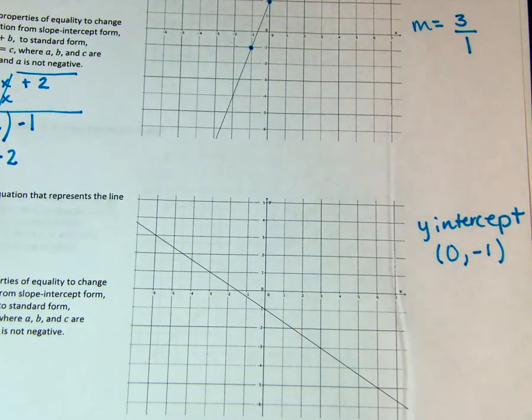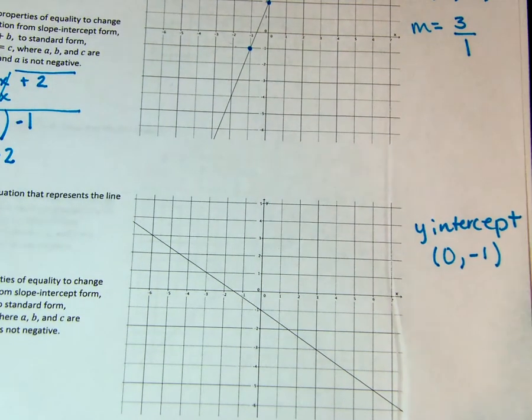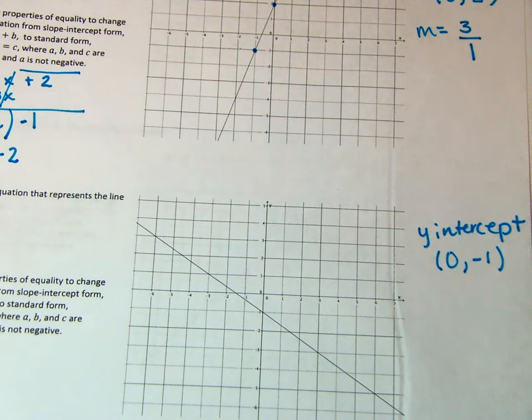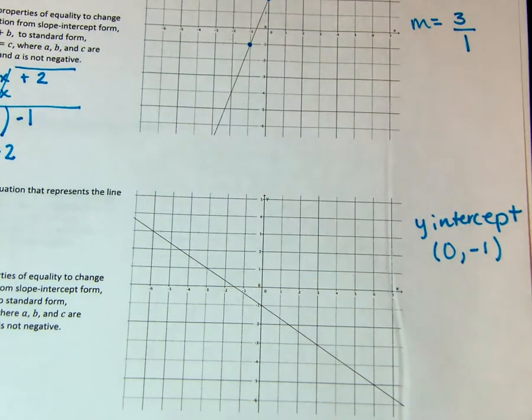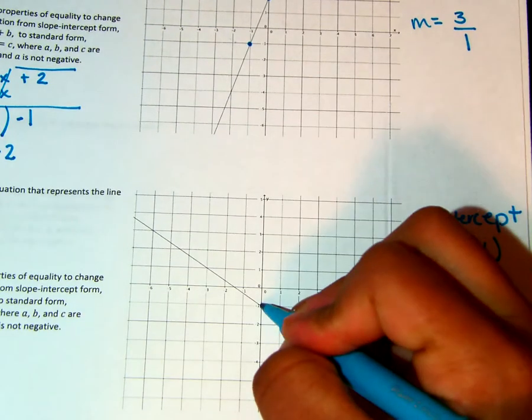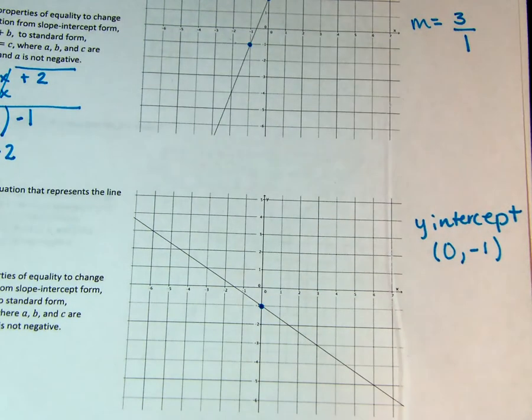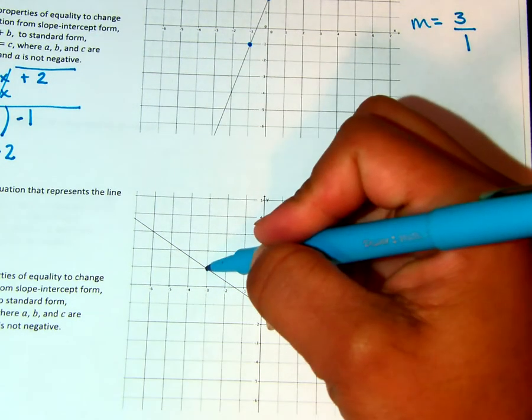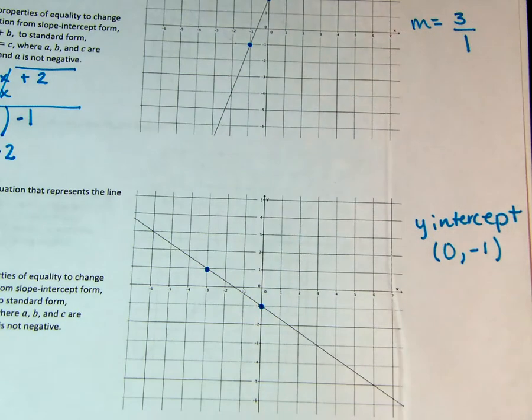Cool. Then the next thing we want to find is our slope. We need to identify 2 points on the line to calculate slope. We've already identified 1. That's our y-intercept. Type the ordered pair that you picked in the box. All right, the other ordered pair I picked is negative 3, positive 1.